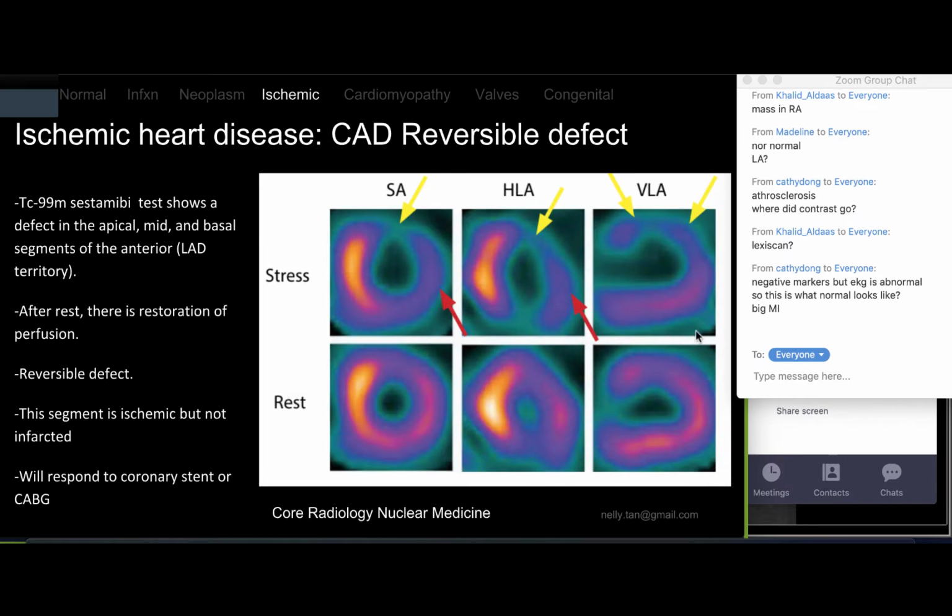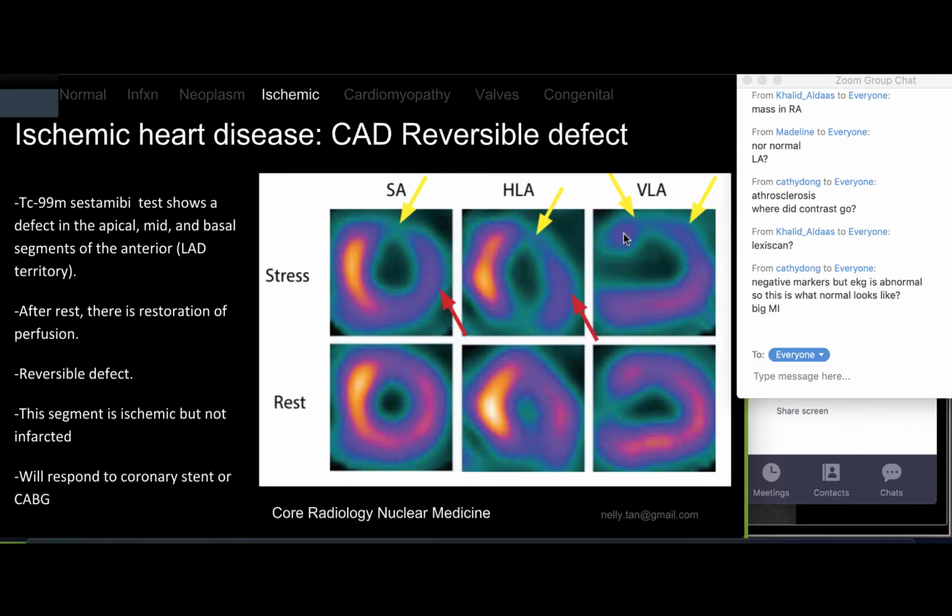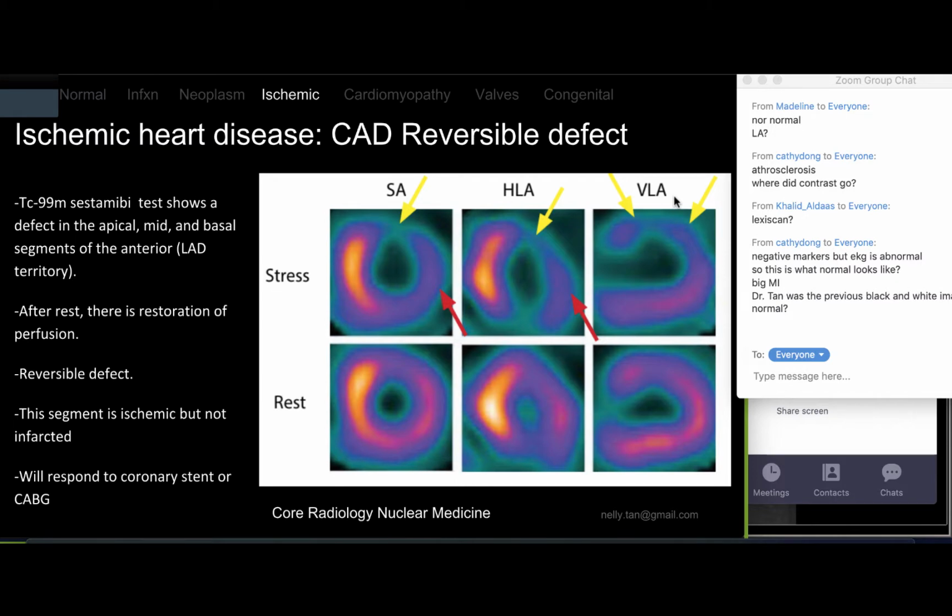So here we see the same views, but when the patient runs and is on the treadmill, this area becomes incredibly photopenic. So there's ischemia. There's ischemia because there's low flow to this. So this patient can benefit from revascularization. So which group of patients will not benefit from revascularization?